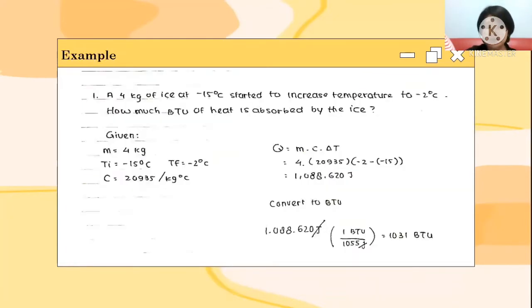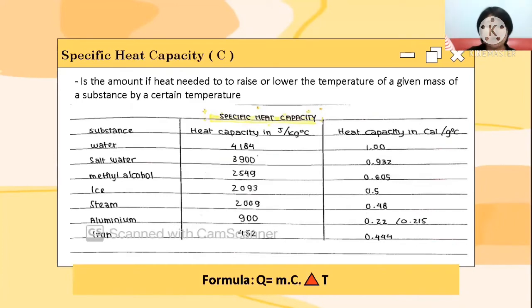We're going to skip this because I want to expand on specific heat capacity, or simply C, first. What is specific heat capacity? Specific heat capacity is the amount of heat needed to raise or lower the temperature of a given mass of a substance by a certain temperature. Now, this little table over here would be provided to you in the test, so you guys don't need to memorize them at all. Now, with this in mind, let's answer the previous slides, shall we?